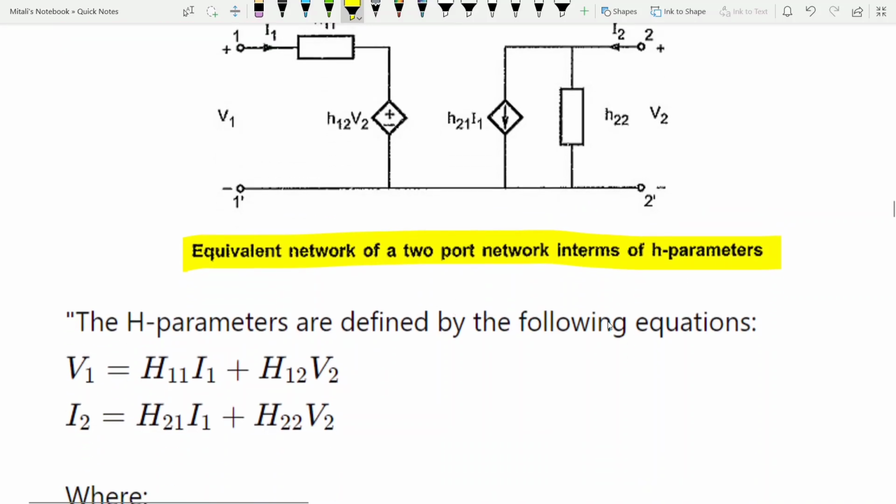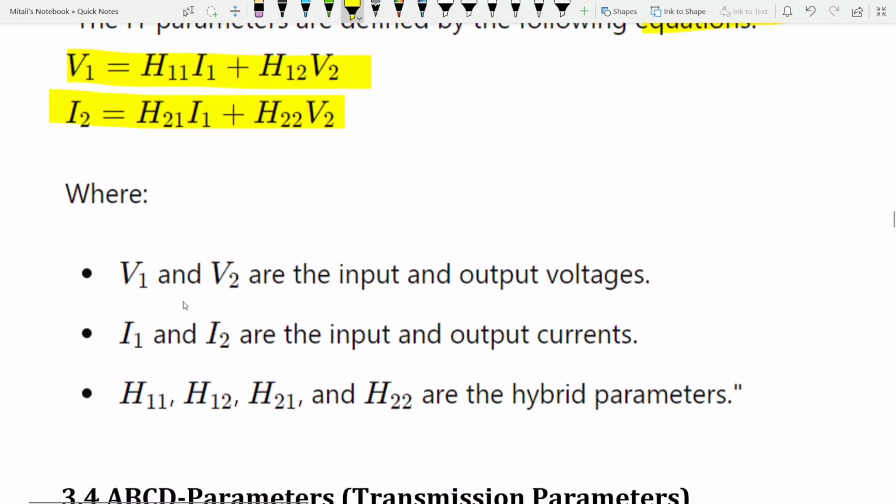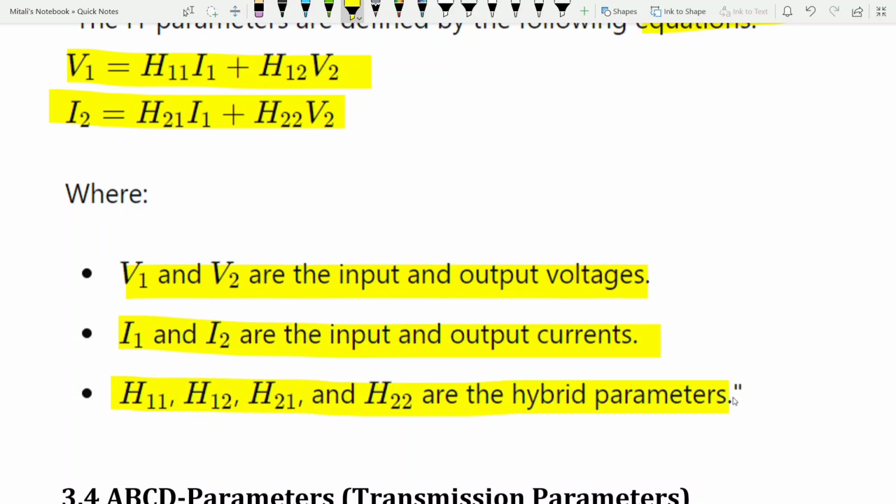The equations of H parameters are V1 equals H11 I1 plus H12 V2, I2 equals H21 I1 plus H22 V2, where V1 and V2 are the input and output voltages, I1 and I2 are the input and output currents, and H11, H12, H21 and H22 are the hybrid parameters. The H parameters are widely used in transistor modeling and other applications where it is convenient to use a mix of voltage and current.